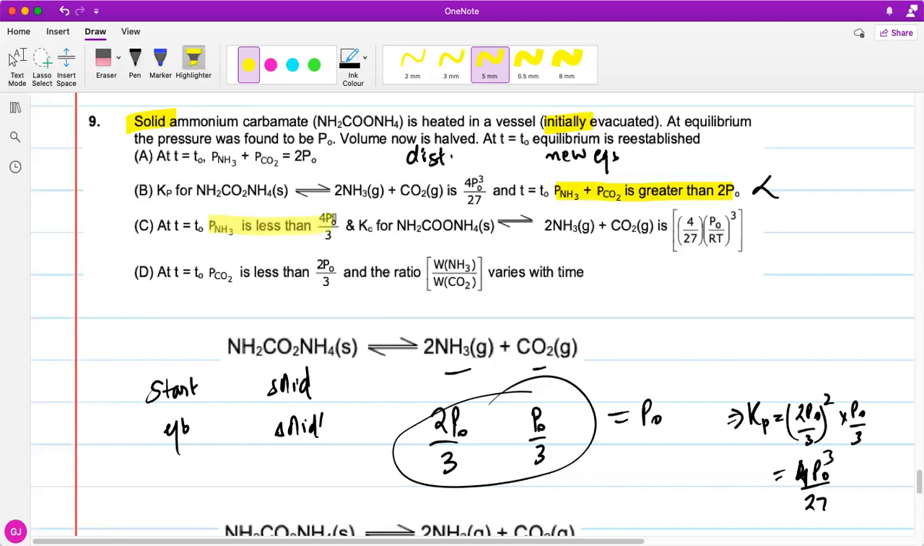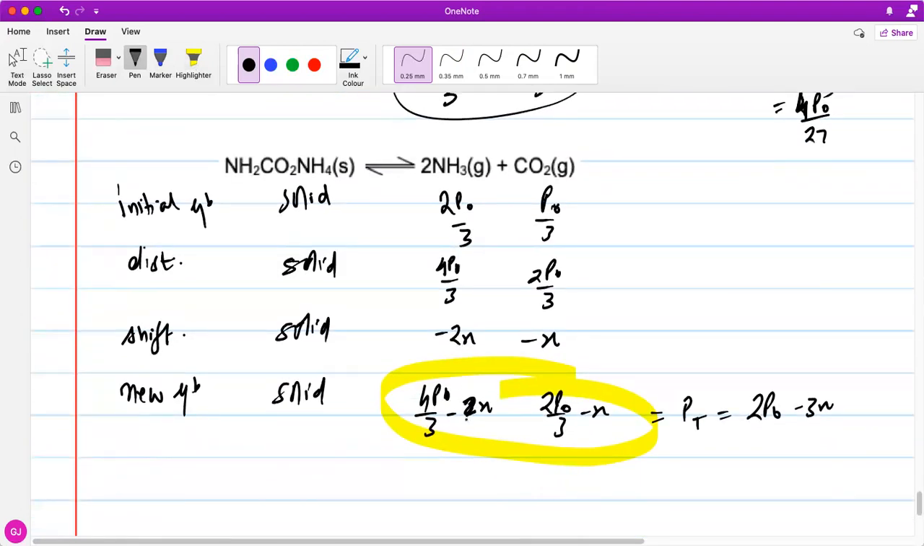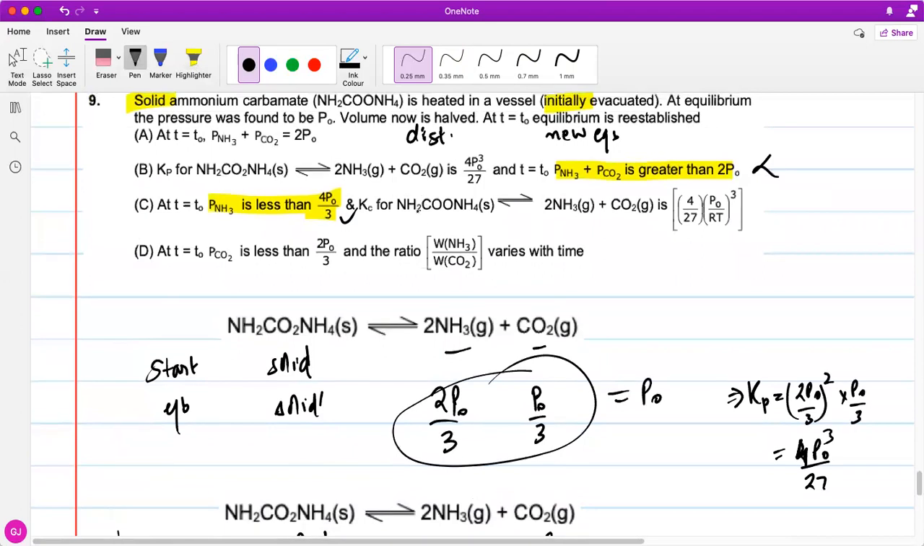Is the partial pressure of ammonia less than 4 P naught by 3? The option seems to be correct. Like, you can look at the partial pressure of ammonia, it is 4 P naught by 3 minus 2x, right? And if you look at the Kc value and use the Kp Kc relationship, here we actually see that delta Ng value is 3, and this does look like the correct Kp Kc relationship. So yes, this option will be our answer.